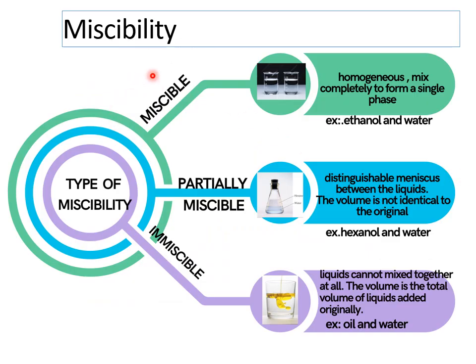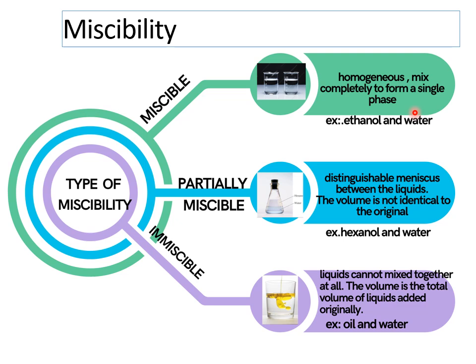For miscibility, we can divide it into miscible, partially miscible, and immiscible. Miscible liquids are normally homogeneous. They mix completely to form a single phase, for example ethanol and water. Both have OH, and they are hard to distinguish when mixed together because they are entirely miscible.